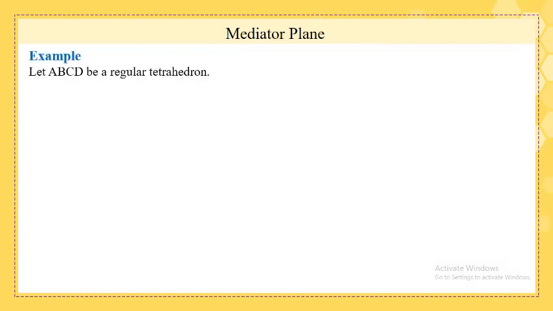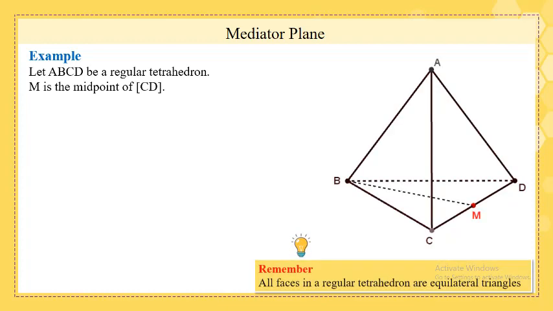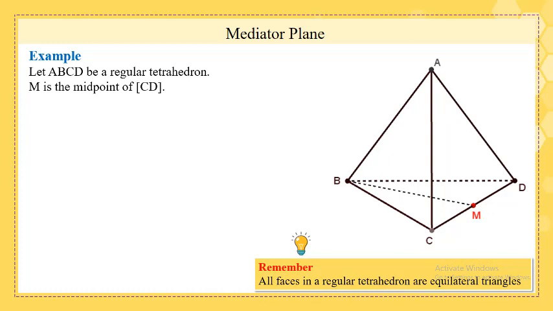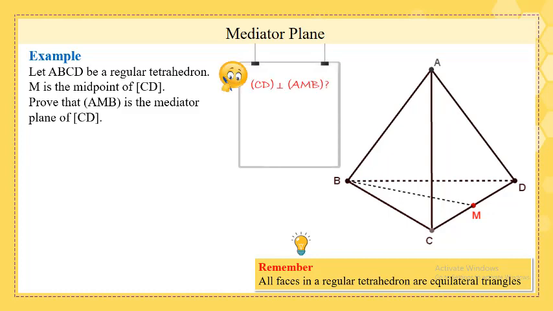As an example, let ABCD be a regular tetrahedron. M is the midpoint of CD. Please remember that all faces in a regular tetrahedron are equilateral triangles. Prove that ABM is the mediator plane of CD. Well, as we said before, the mediator plane of a segment is the plane perpendicular to the segment at its midpoint. To prove that CD is perpendicular to ABM, we need to prove that it is perpendicular or orthogonal to two intersecting lines in ABM.